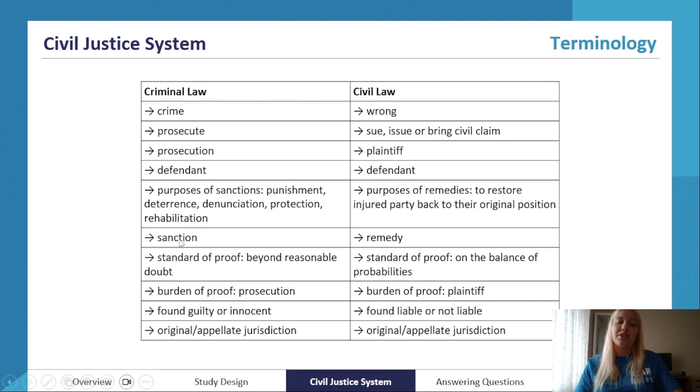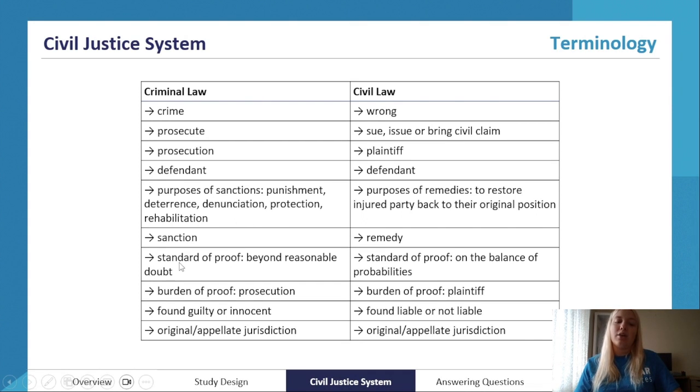In criminal law, punishment is sanction. In civil law, it's remedy. So sanction means, you know, punishing someone, sanctioning someone. In civil law, remedy means relief. So essentially, remedy is referring to not punishment but compensation being provided to the plaintiff, relief for the injury or loss that they've suffered.